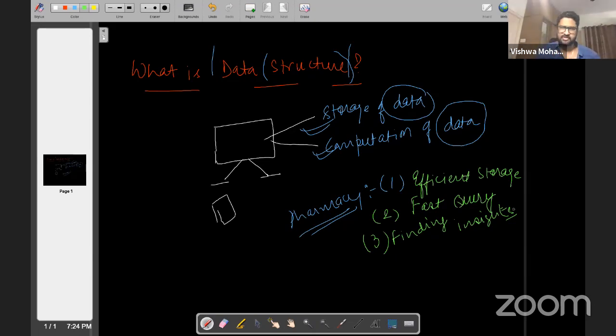These are the first three core reasons. Now we understood what a data structure is, and we have also understood why we need data structures. Normally we need data structures for efficient storage, so that we can store data in a more efficient way. We can do fast queries, and with this we can find insights so that we can take data driven decisions. I'll try to pick a few questions that have been asked so far.